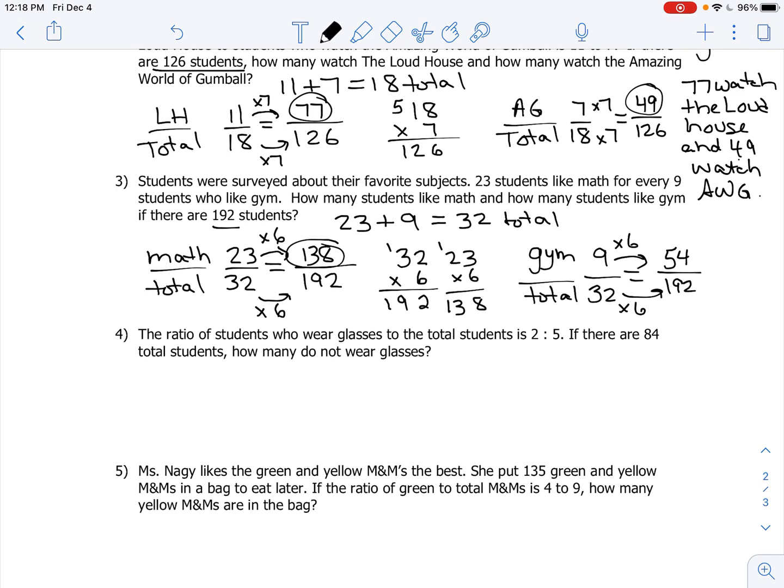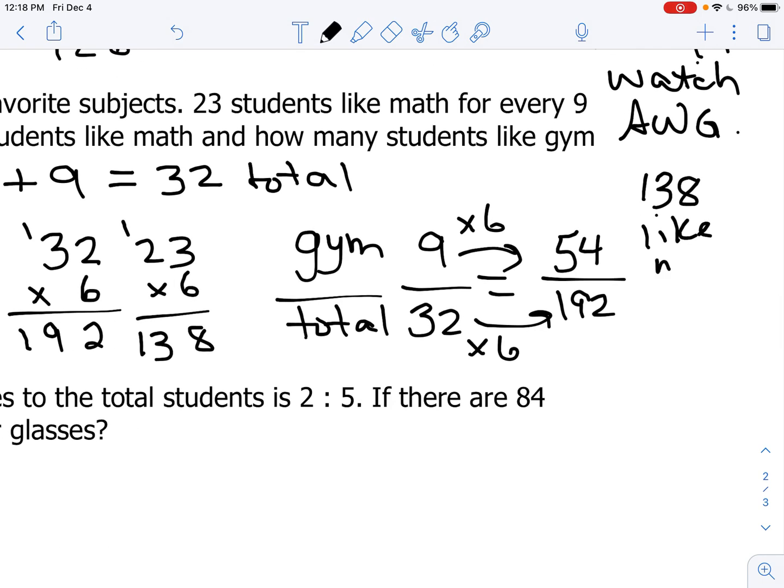I'm running out of space here. I'm just going to write it on the side. 138 like math, and 54 like gym.